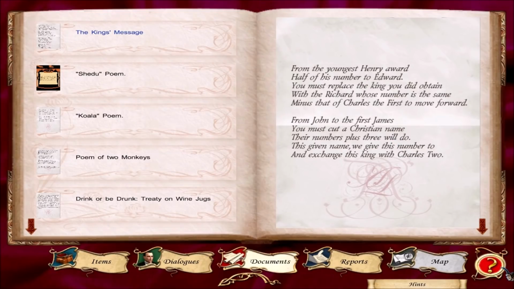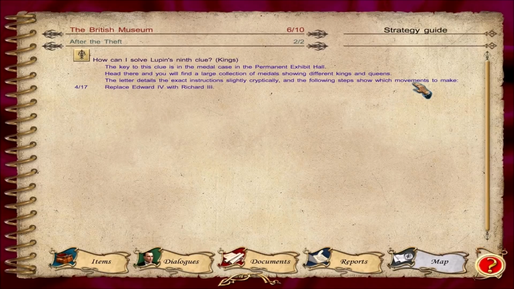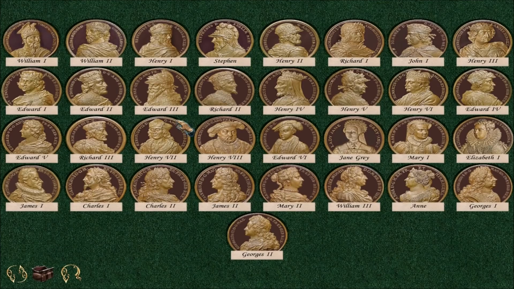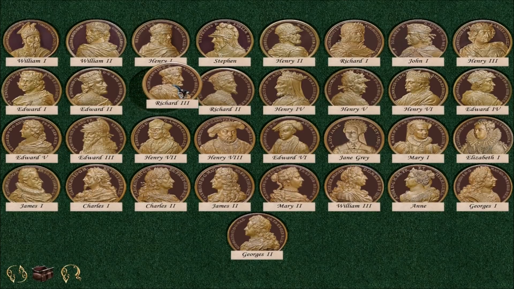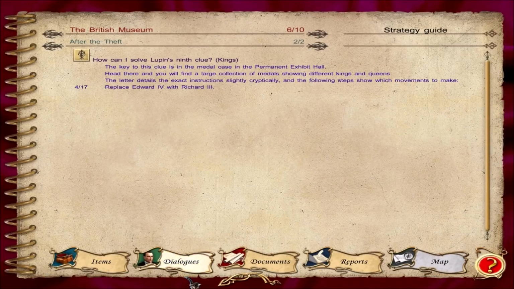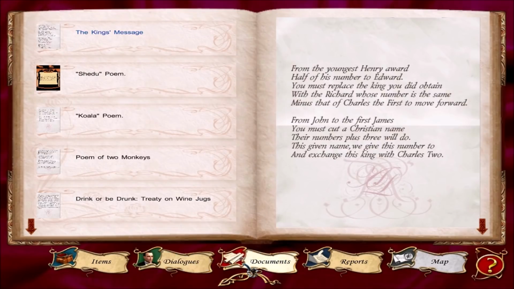Okay, I have no idea. I tried doing this puzzle. So replace Edward IV with Richard III is sort of what it's going for. So it's saying the highest Edward minus that Richard. Well, I got that part on my own. Hey, I actually solved the puzzle myself.